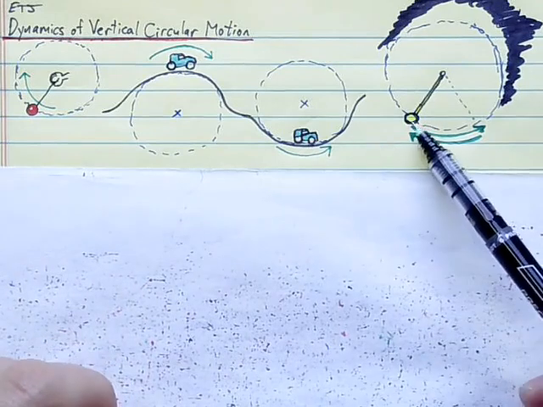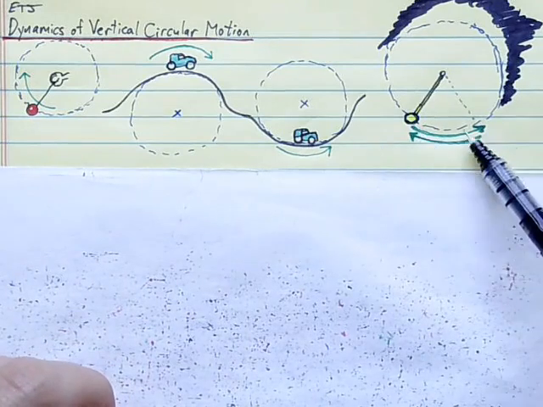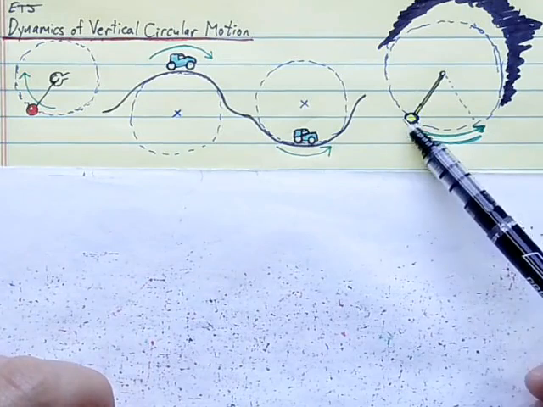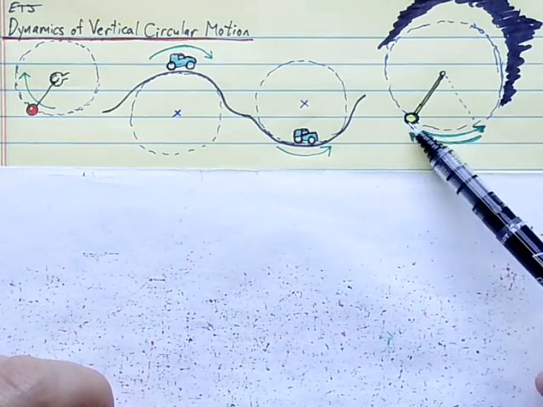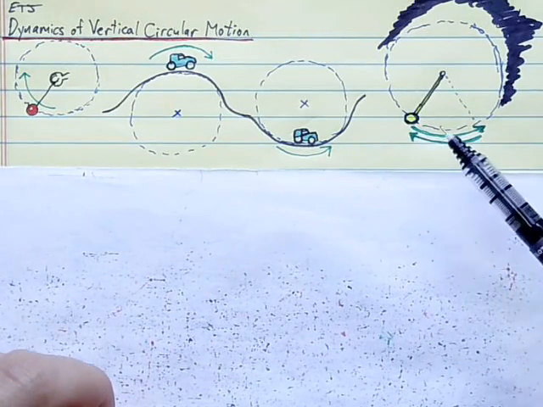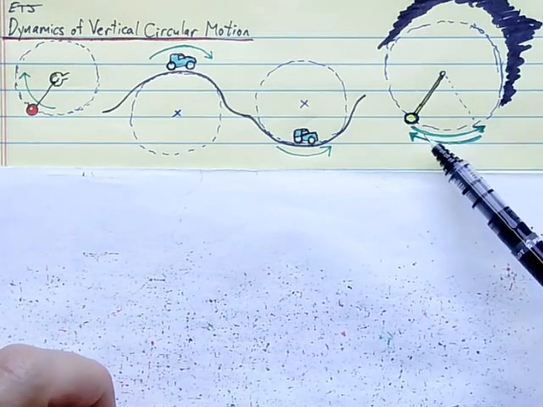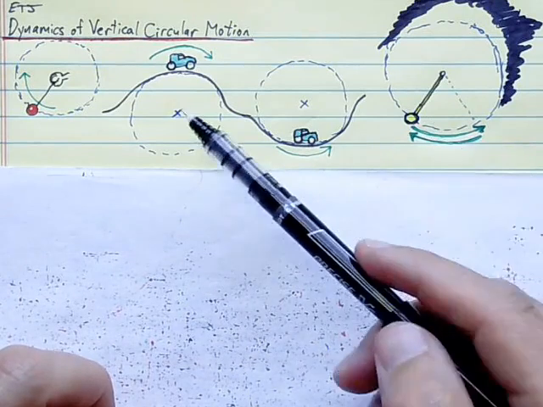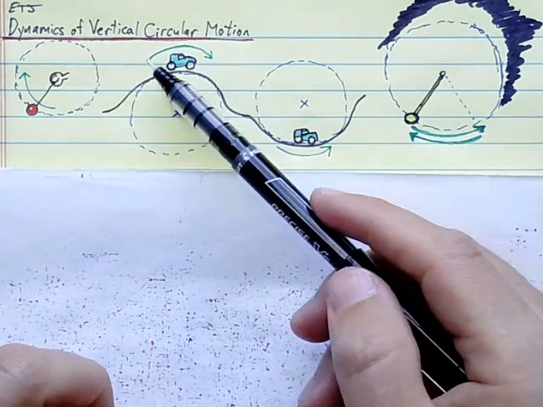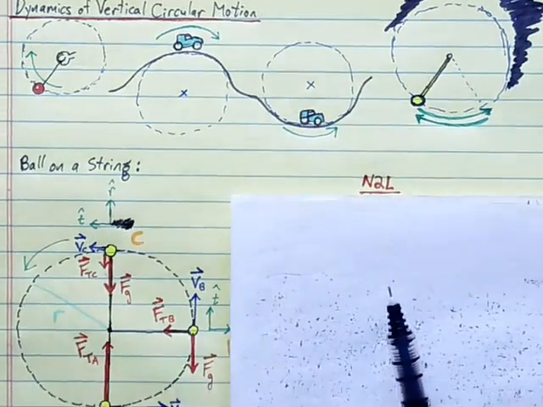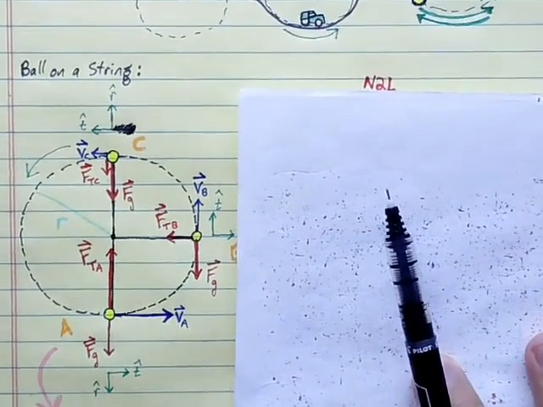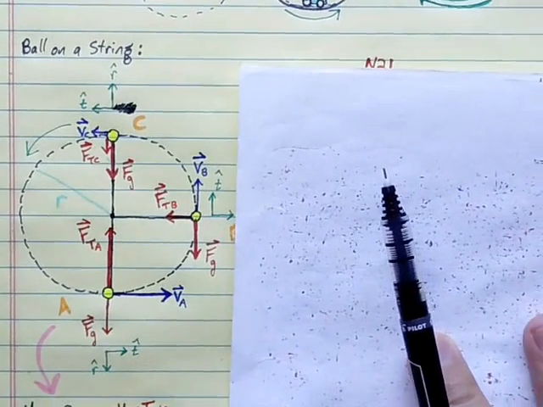Or this pendulum here swinging back and forth. Even if it's not completing the full circle, it's going along this bottom portion of a circular arc. That is vertical circular motion as well. So I want to examine the dynamics of this kind of motion, and we'll focus on our ball scenario here. So a ball being swung on a string.